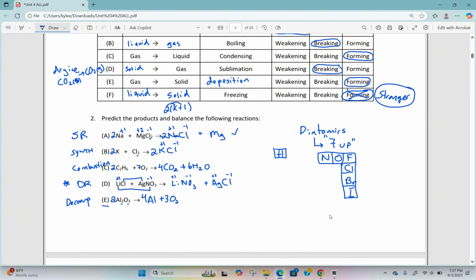All right, so that was an introduction to chemical reactions. In our next section, we're going to deep dive double replacements and look at them in more detail with what we call a net ionic equation.